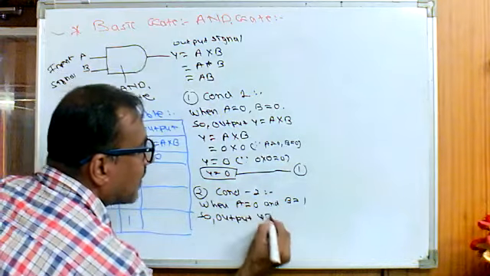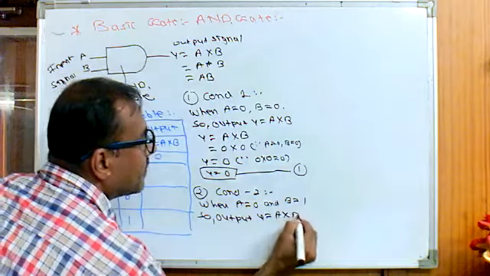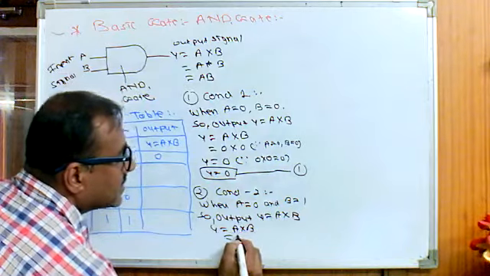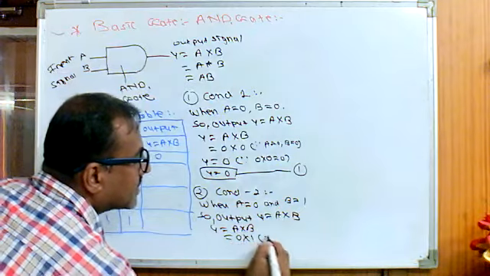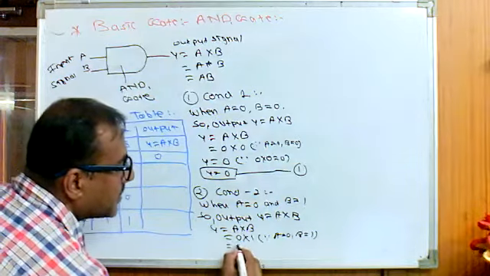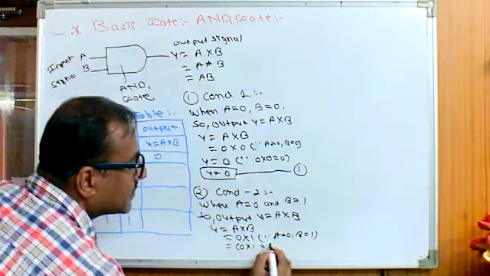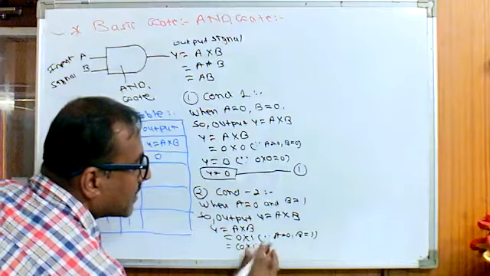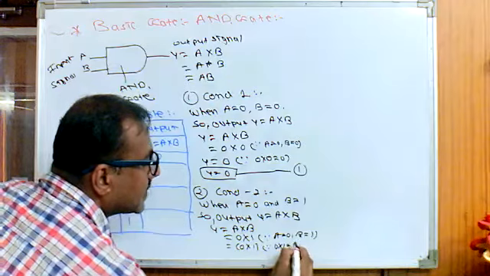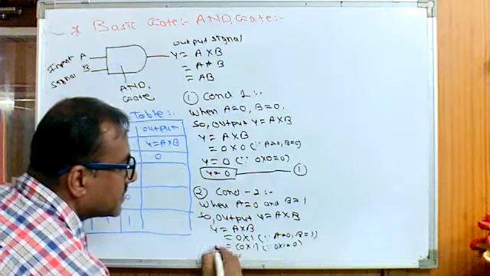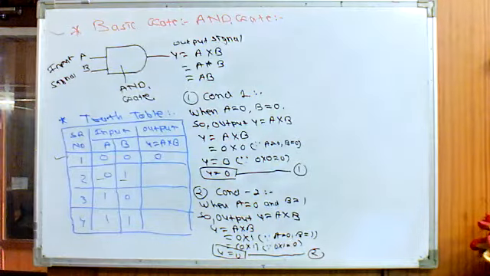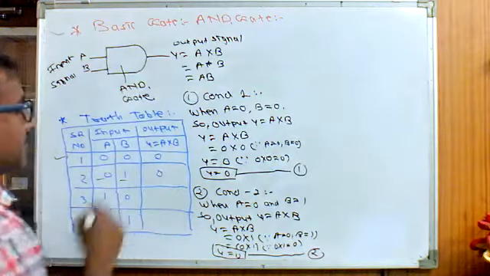The output of the AND gate is y equals a multiply b, which means y equals 0 multiply 1, where a is equal to 0 and b is equal to 1. So y is equal to 0 multiply 1, which is equal to 0. So in the second condition, the output is also 0.